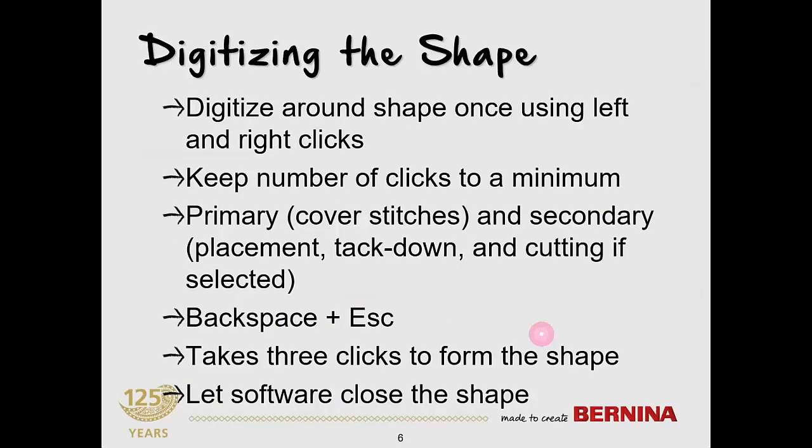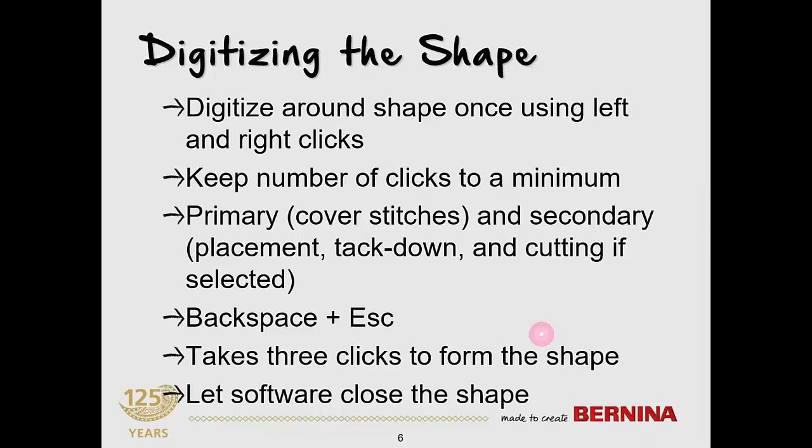So when you digitize the shape, you'll be doing left clicks and right clicks. Left clicks make points and turn sharp corners, and right clicks make curves. When you're clicking with the applique tool, it's just like you're digitizing. You want to keep the number of clicks to a minimum. That makes the shape itself smoother. Also, the clicking or the digitizing creates a primary, which is your cover stitch, and also secondary lines, and those are the placement, the tack down, and cutting line that we talked about.